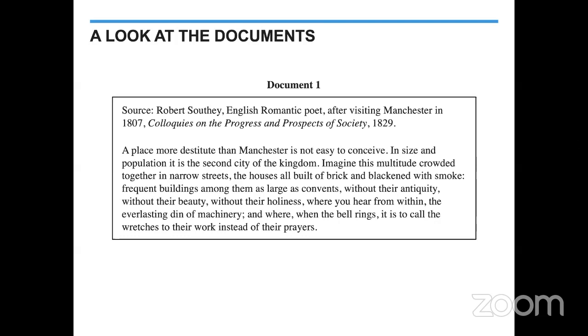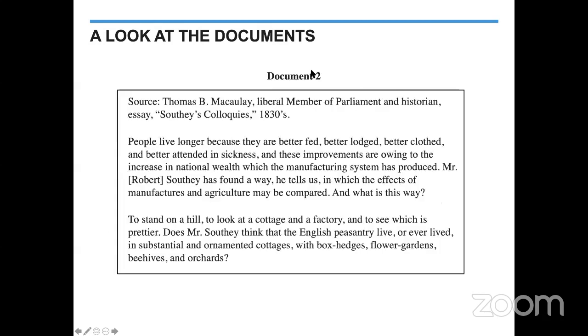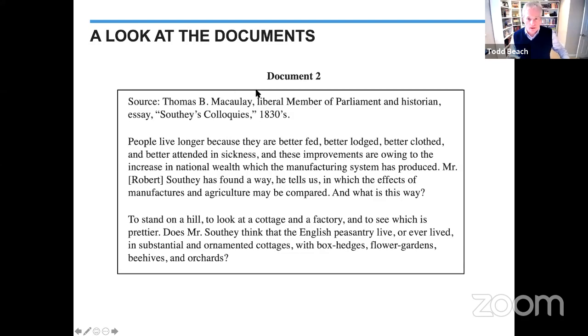As we go through the documents, we'll just go through them really quickly. The first source is Robert Southey. He's an English romantic poet. After visiting Manchester in 1807, Colloquies on the Progress and Prospects of Society, 1829. Document 2 is from Thomas B. Macaulay, a liberal member of parliament and a historian, and essays. He's going to respond to Southey's Colloquies in 1830. So document 1 is Southey, and document 2 is a response to Southey.